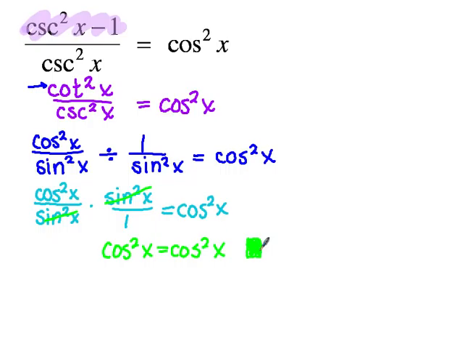Why did you change it to just cosine squared x? I mean, cotangent squared x on the top. Because that's the first step. That had a trig function squared and the number 1. That was one of those tips. That's one of those identities, yep.